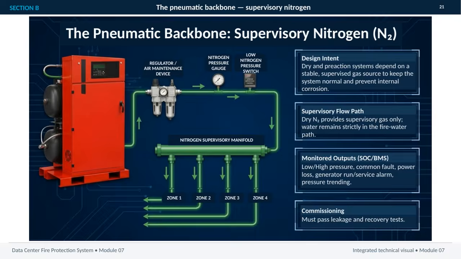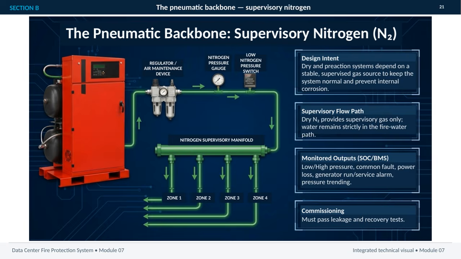This slide shows the pneumatic backbone that supports the dry and pre-action fire protection zones, supervisory nitrogen. The regulator or air maintenance device controls the gas supply, while the nitrogen pressure gauge provides a direct indication of system condition. A low-pressure switch adds an automatic alarm point, and the supervisory manifold distributes nitrogen to zones 1 through 4. The key design principle is that nitrogen is used for supervision, not firefighting.